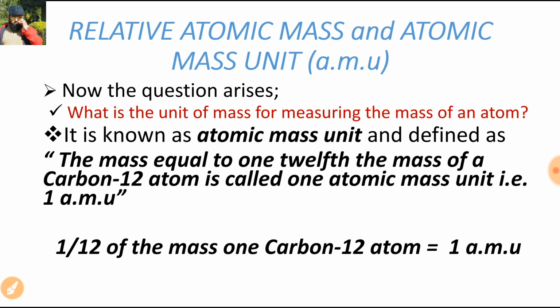Similarly, now the question arises, what is the unit of mass for measuring the mass of an atom? It is known as atomic mass unit, and it is defined as the mass equal to 1/12 the mass of one carbon atom, called one atomic mass unit. It works for us in measuring the masses of individual atoms of elements as the standard kilogram works for us in daily life to take the mass of anything. 1/12 of the mass of one carbon atom is equal to 1 a.m.u, and this is working for us as a standard mass for measuring the masses of individual atoms.